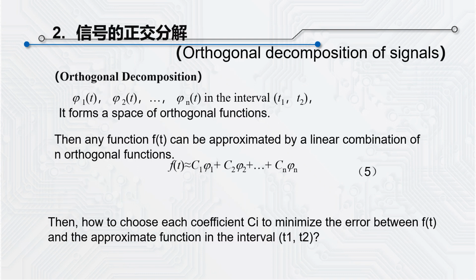Now, let's look at orthogonal decomposition of signal. If there are n functions, phi1, phi2 to phi(n), they can form a space of orthogonal functions in the interval t1 to t2, or form a set of orthogonal functions. Then, any function f(t) can be approximated by a linear combination of n orthogonal functions, and can be expressed by equation 5 or equation 6. How to choose the coefficient Ci to minimize the error between f(t) and the approximate function in the interval t1 to t2?